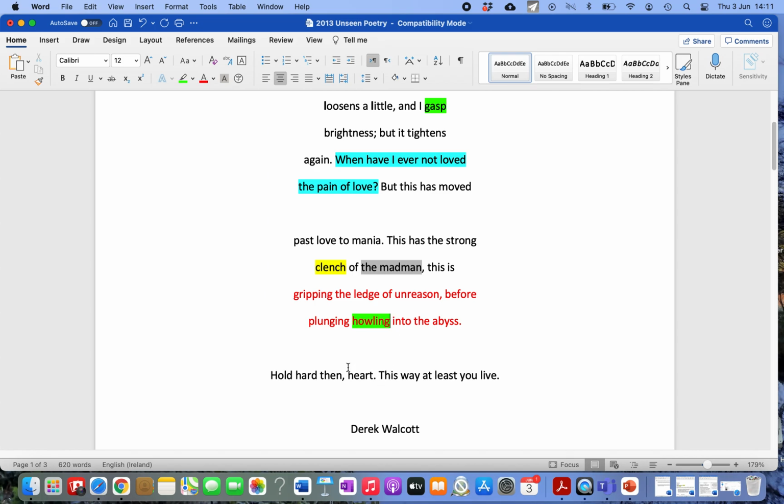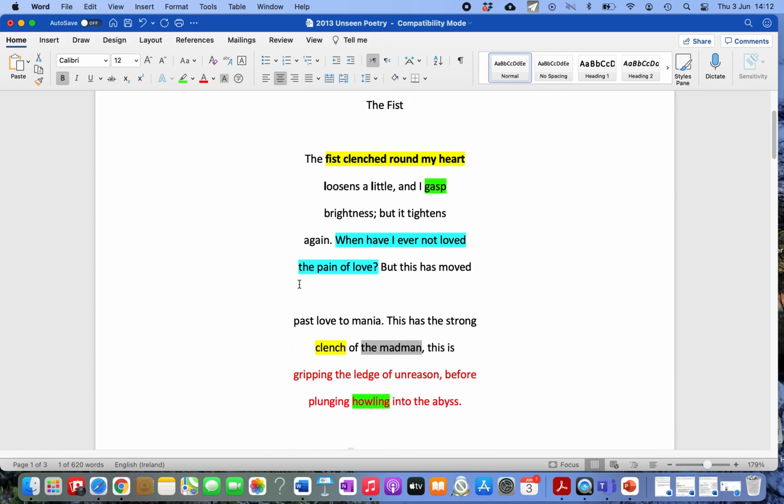So he tells himself, and we talked about alliteration earlier, he tells himself, hold hard, then heart. He's talking to himself, and the language is so dramatic. Hold hard, then heart. It's almost militaristic. Here come the enemy. Hold hard. This way at least you live. And what he's saying to himself is, don't fall in love. Be hard. Resist. Because if you fall in love again, and if you go into this madness, you might not survive it. So it's one of the great poems, The Fist by Derek Walcott.